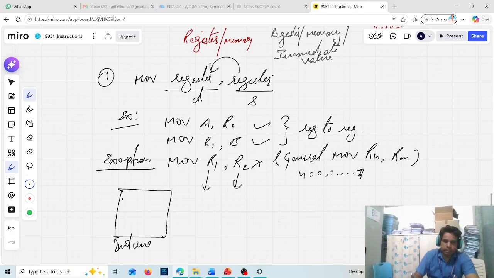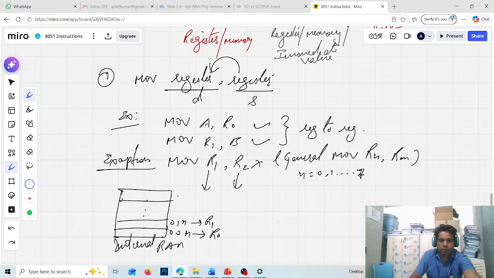We have already studied that in internal RAM the starting address is 00H, which is designated by register R0. Then the next address is 01H, which is designated by register R1. Like this, up to 07H, which is designated by R7. Just now I told you that you cannot move data from one memory location to another. Suppose something like 04H is there and you want to move this 04H from this memory location to this memory location. In that case, you can't do this using this instruction.